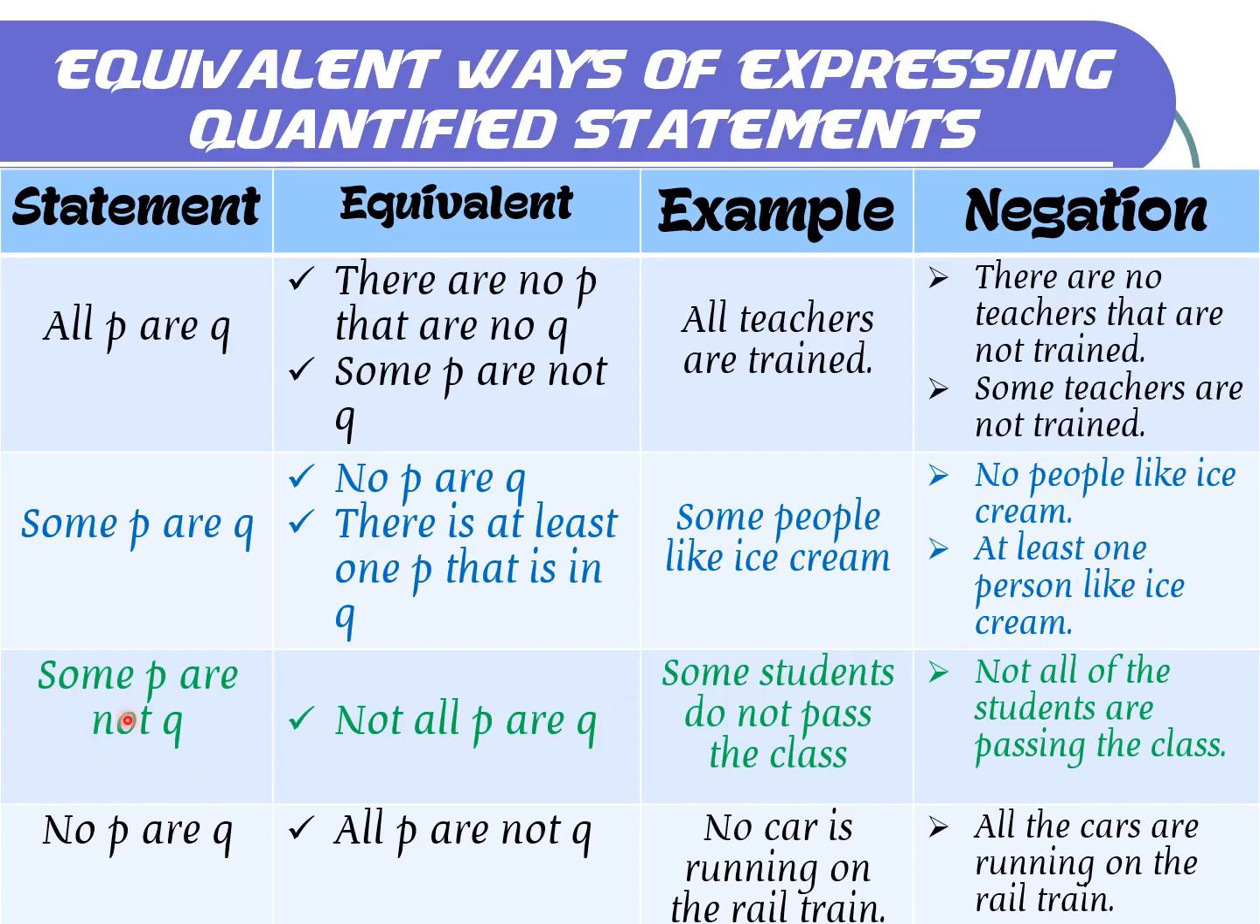For the quantifier some, for example, some students do not pass the class, so not all of the students are passing the class. This could be your negation. And for no P are Q, for example, no car is running on the rail train, you can negate it by saying all the cars are running on the rail train. So these are the alternative ways for the quantifiers all, some, and no.